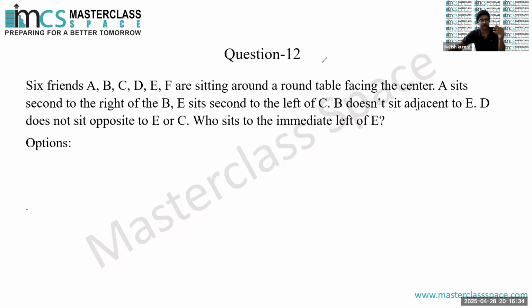Make them sit in a round table. Follow one by one condition. A sits second to the right of B. First of all, when you are making them sit in a circle, what is right and what is left? It has to be clockwise and counterclockwise. He has clearly stated that they are facing the center. So if he is facing the center, his right will be counterclockwise, and his left will be clockwise.